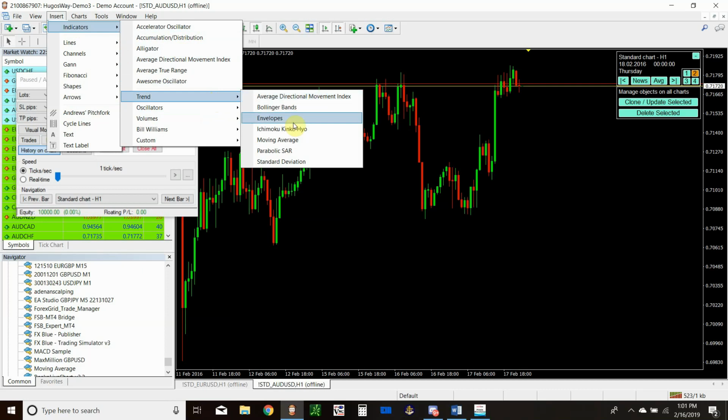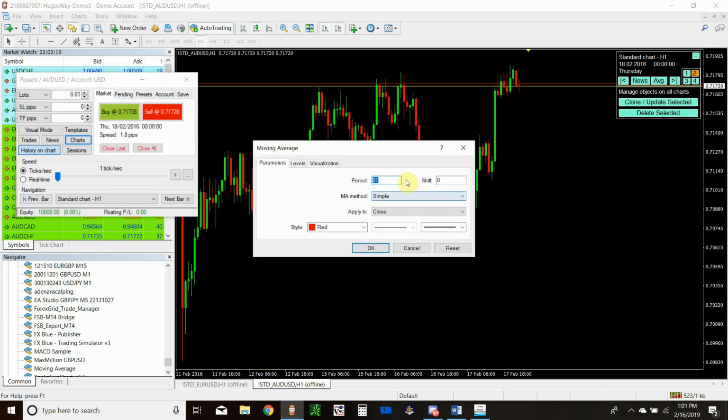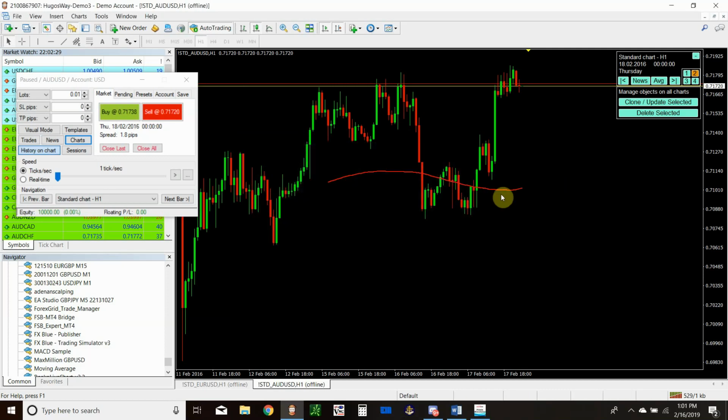So we're going to do trend, moving average. We're going to make this 200, simple, and hit enter. Okay, so here's the moving average. This is where it starts.